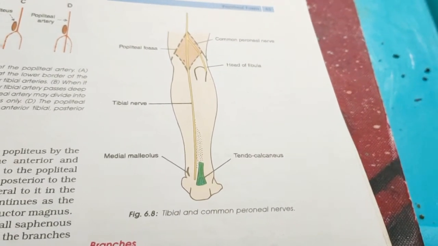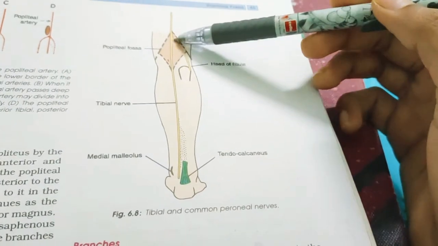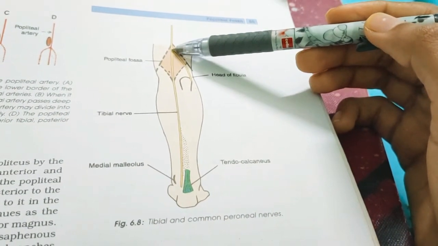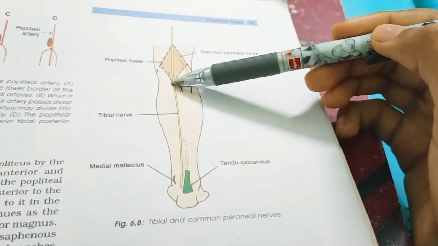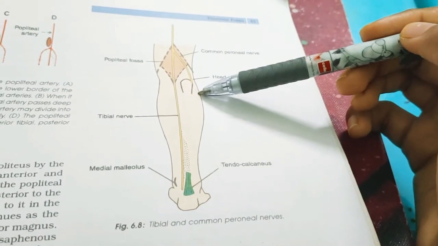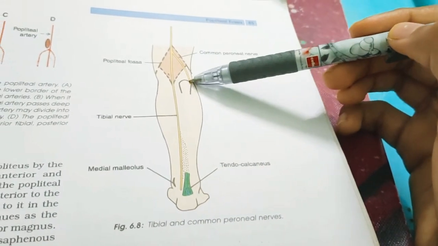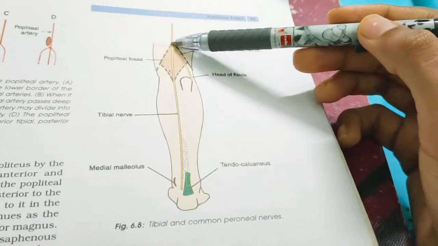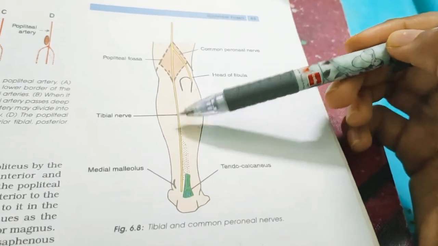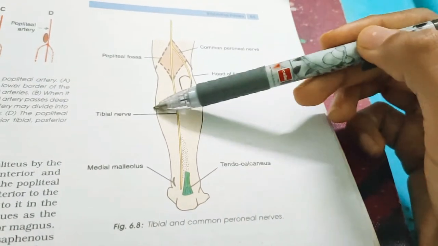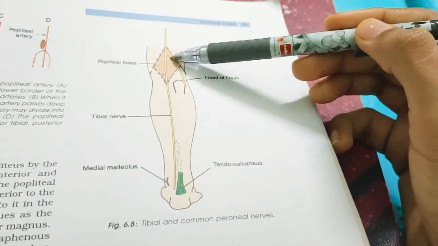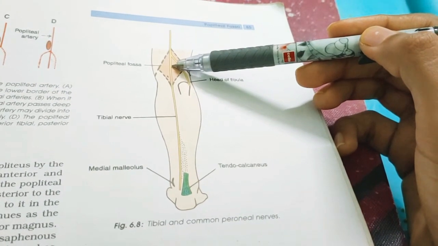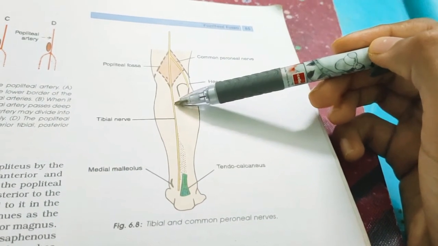Now we are going to start the tibial nerve. If you see the tibial nerve, it's the largest terminal branch of the sciatic nerve. The sciatic nerve divides in the popliteal fossa into the tibial nerve and the common peroneal nerve. The common peroneal nerve is towards the fibula side, and this tibial nerve is towards the tibia. It has the name tibial nerve because it is on the tibia side, right? So this tibial nerve is the largest terminal branch of the sciatic nerve.